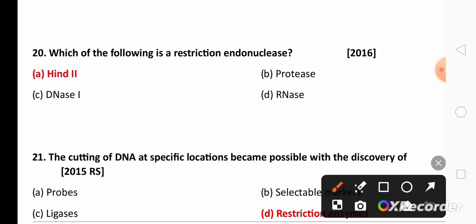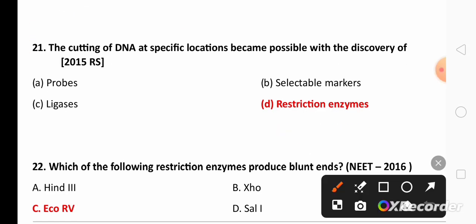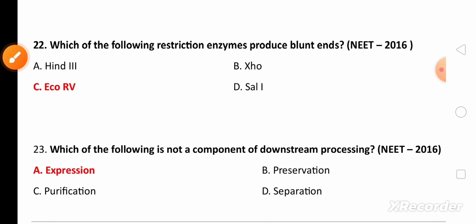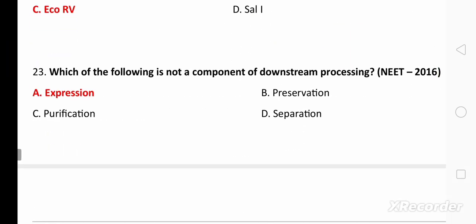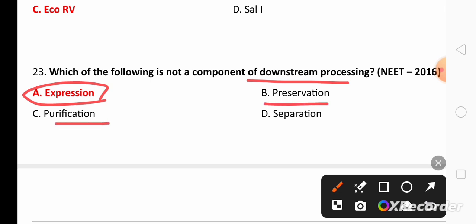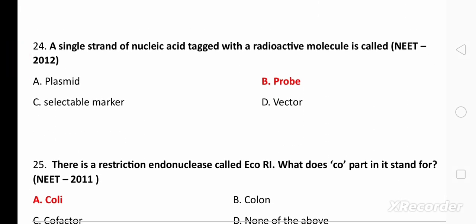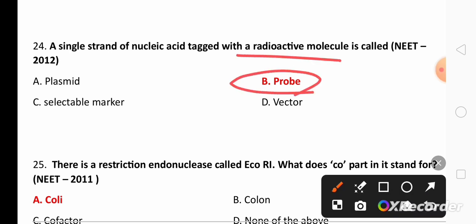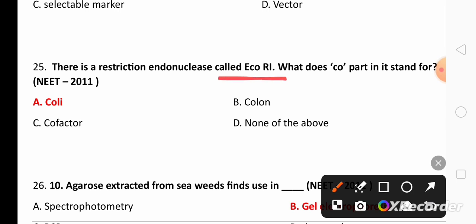Which of the following is a restriction endonuclease? It is HindII. The cutting of DNA at a specific location became possible with the discovery of restriction enzymes. Which of the following restriction enzymes produces blunt ends? EcoRV. Which of the following is not a component of downstream processing? Not a part of downstream processing is pure expression, whereas preservation, purification and separation are parts of the downstream processing. A single-stranded nucleic acid tagged with a radioactive molecule is called a probe. It is used in DNA fingerprinting. There is a restriction endonuclease called EcoRI. What does the 'Co' part stand for? It stands for coli.